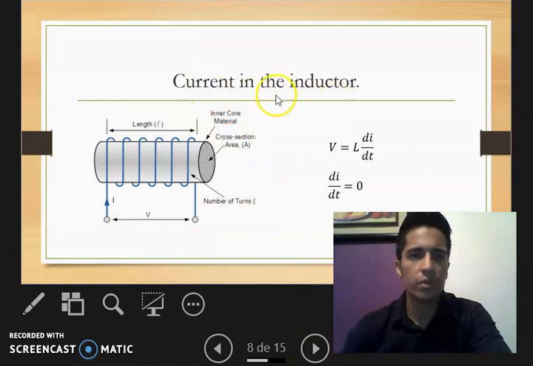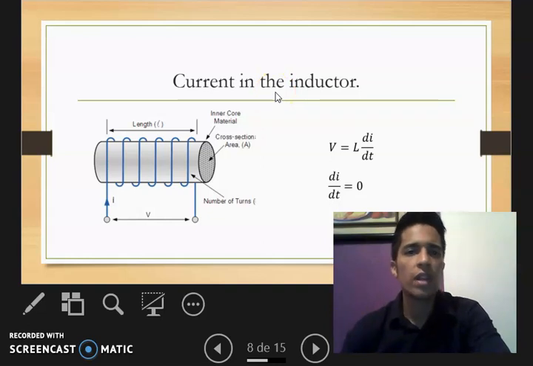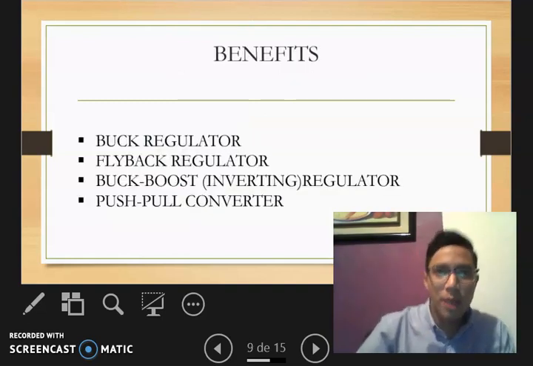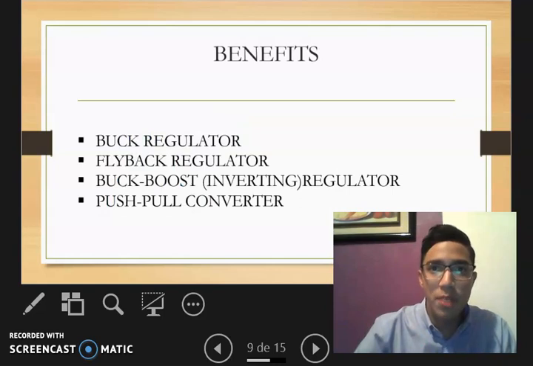Current in the inductor. Another fact to consider is the characteristic of the current that crosses the inductor, which we can analyze with the fundamental law of the inductor that relates the voltage and the current. I will talk about the benefits of using the boost converter compared to other topologies.